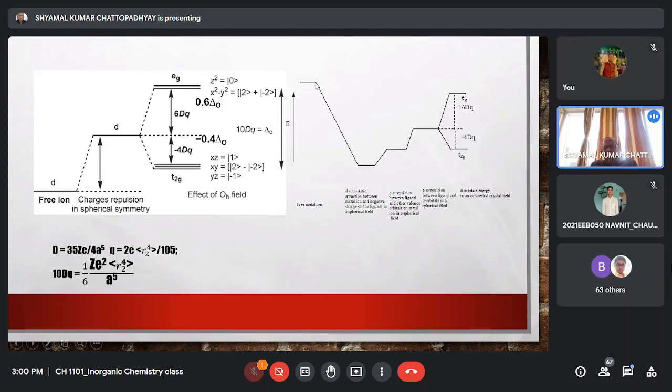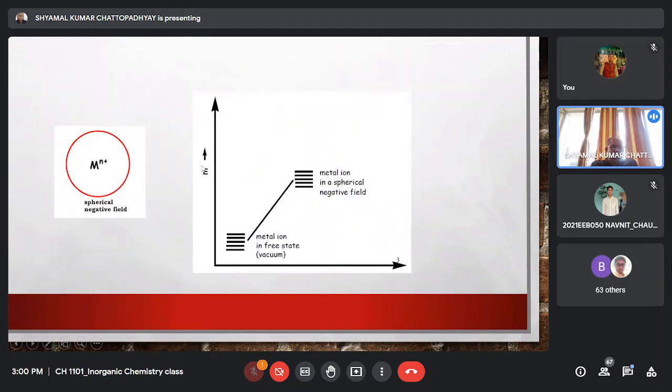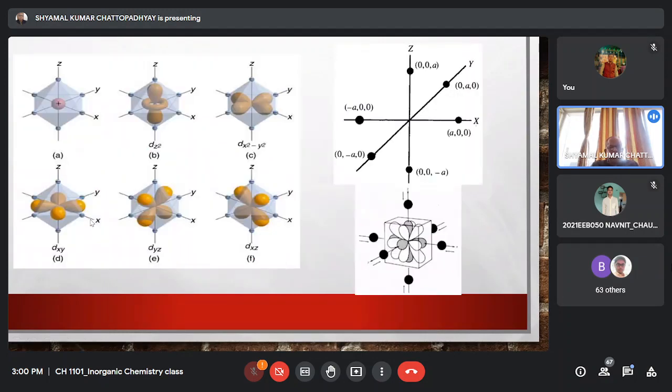What will happen? Initially, there'll be a huge fall in energy of the system because of the electrostatic attraction between the positive charge on the metal ion and the negative charge on the ligands. So here, first of all, we considered this situation where initially we started with the metal ion, and then we are bringing the 6 negative charges from infinite distance gradually towards the metal ion.